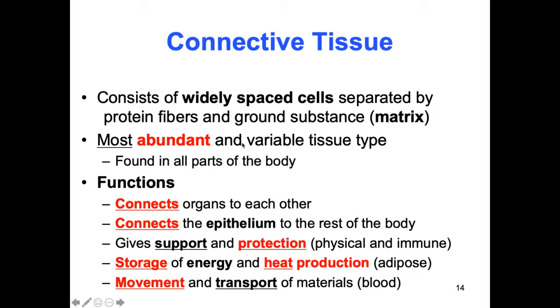Connective tissue is the most abundant and variable type of tissue that we find in the body, and it's got a lot of important functions. It helps to connect organs to each other. Connective tissue connects organs to each other. It even connects the epithelium to the rest of the body. It's involved with protection, especially when we talk about physical function and immune function.